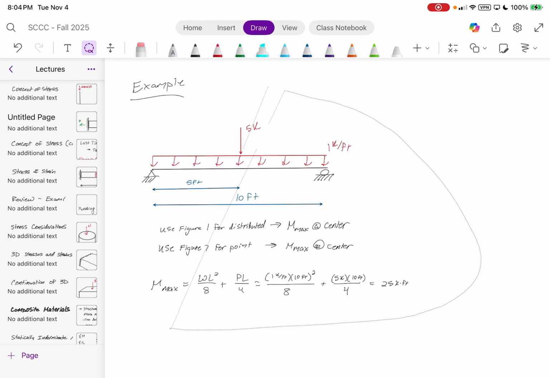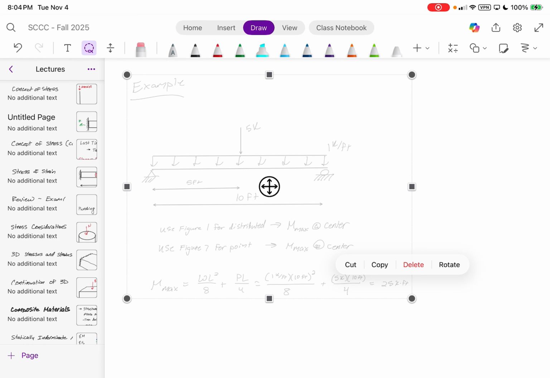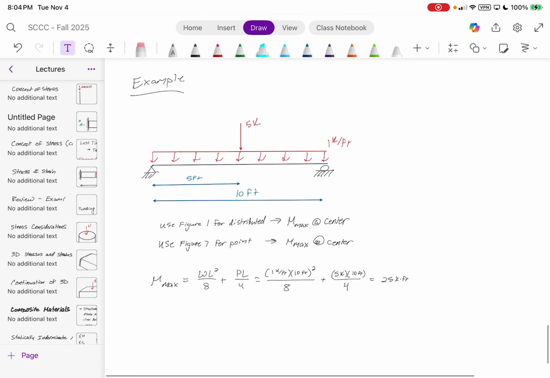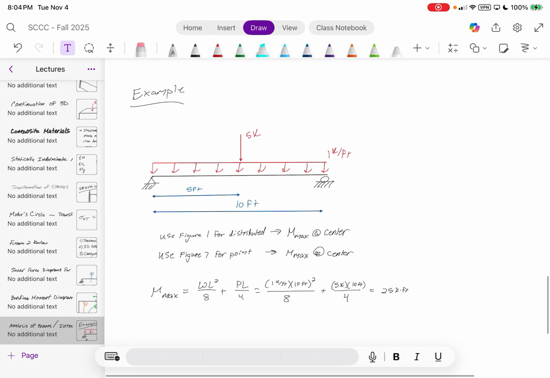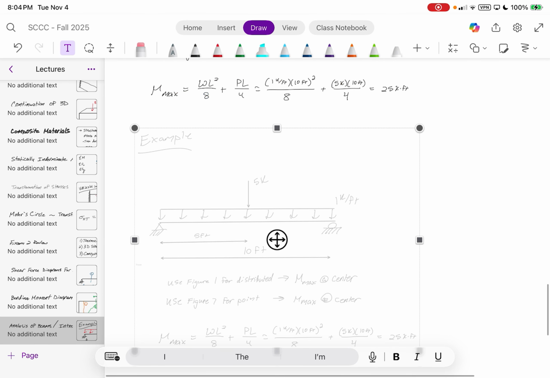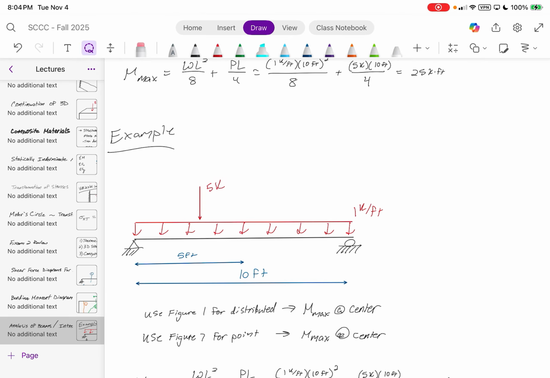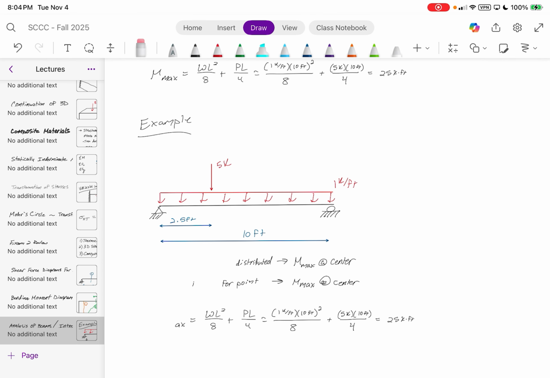What if instead of it looking like this, I gave you guys something more along these lines? This, where now this load here is 2.5 feet from that point. What do you guys think we would do from there?